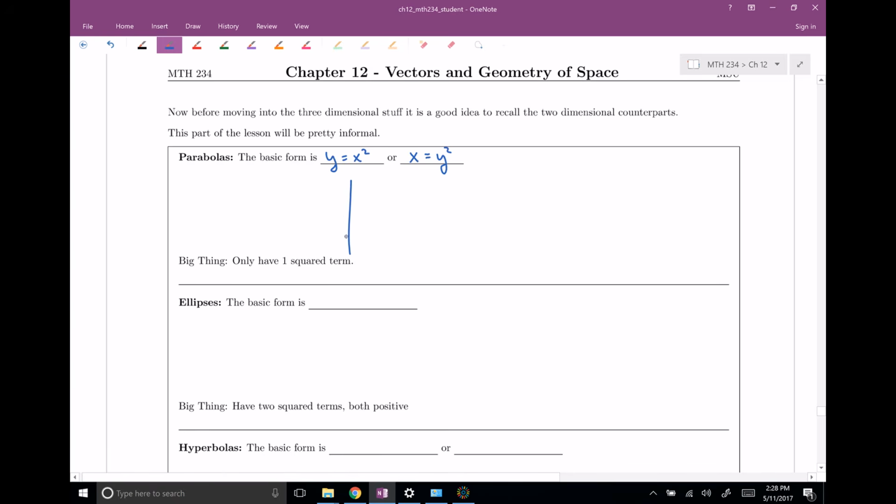The y equals x squared parabola looks something like this. It opens up, if this is the x-axis and this is the y-axis. The other one, again, if this is the x-axis and this is the y-axis, opens to the left, like this. And the big thing here that I mentioned is that you only have one squared term. So it's either the x is squared or the y is squared, but you only have one of them.